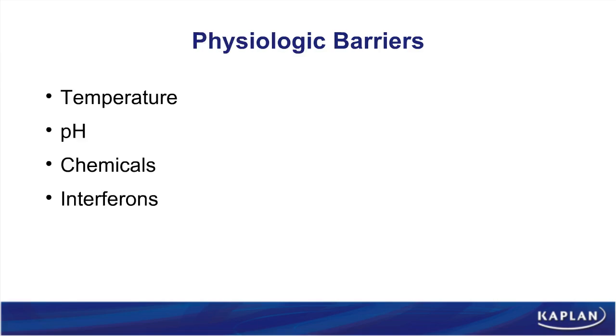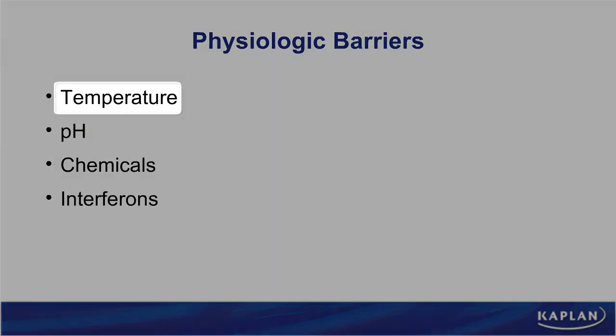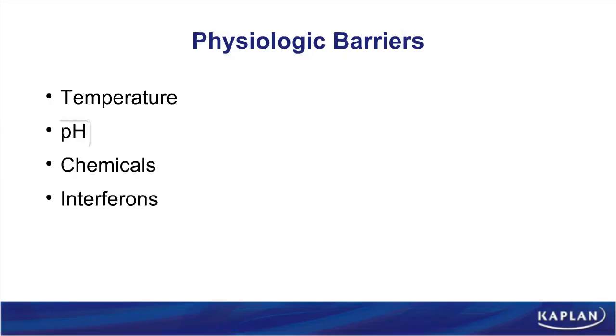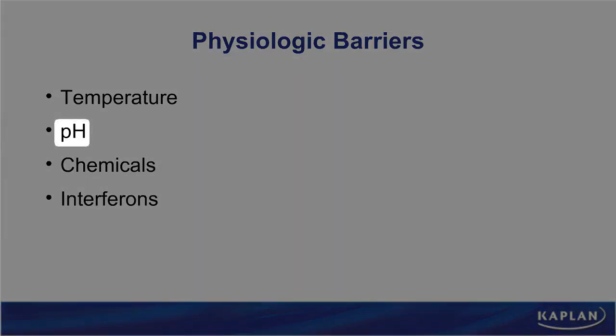Physiologic barriers are just as important, so let me take you through some of these. Temperature is a really good physiologic barrier. We always think that when somebody gets a fever that that's a horrible thing, but of course most pathogens don't grow much beyond normal body temperature, so when the temperature gets elevated, those pathogens don't do as well. pH is also important. The skin has a slightly acidic pH, and of course your gastric acidity is such that most pathogens can't survive there.